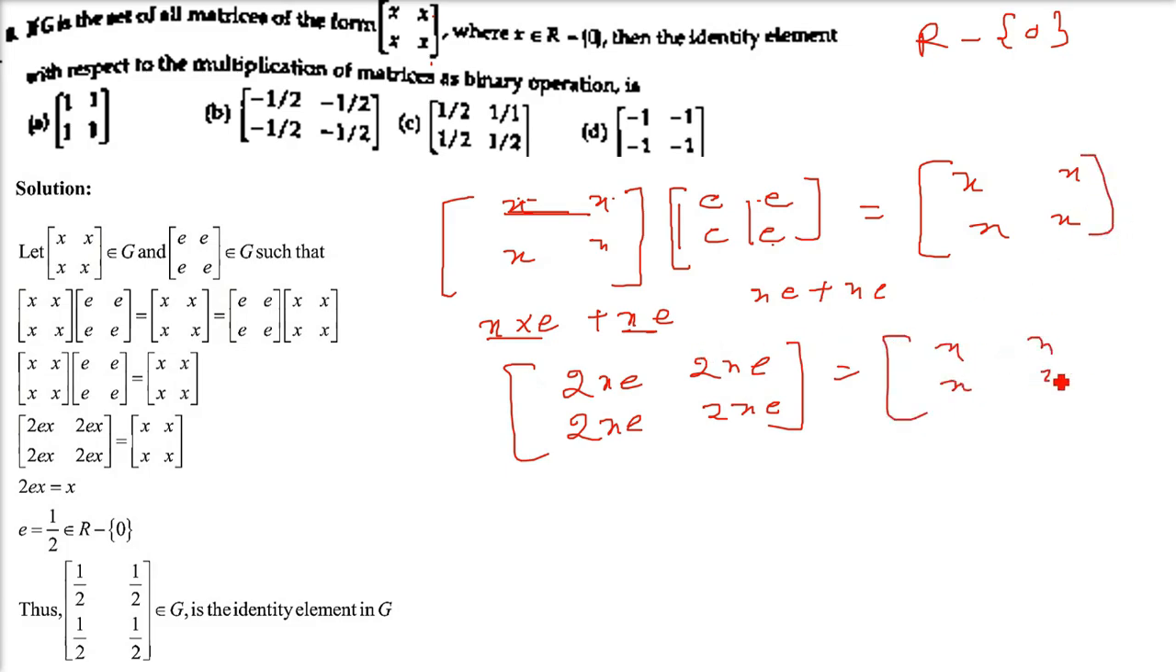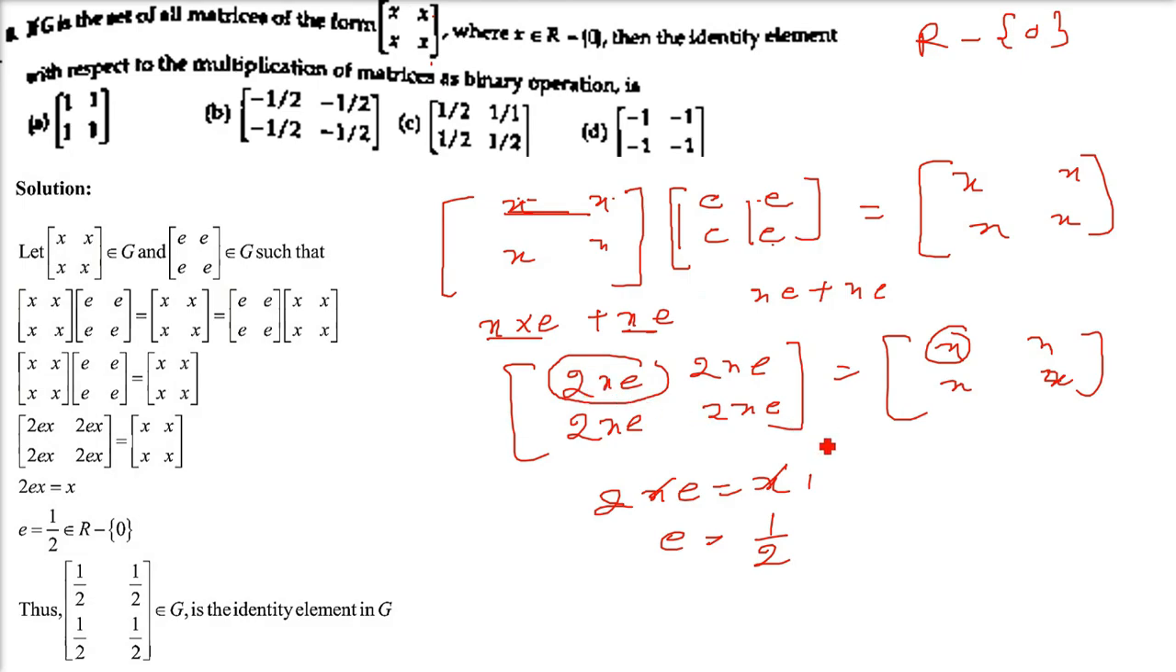Now just equate them. 2xe equated with x. So what do you get? 2xe equals x. So here x gets cancelled, and e is 1 by 2. This 1 by 2 is not 0.